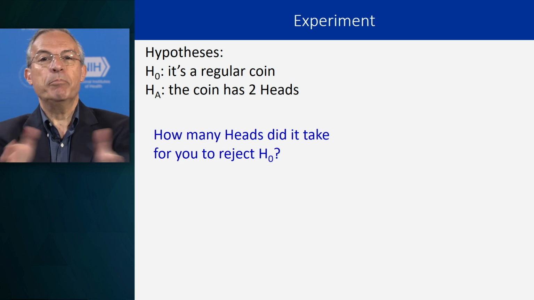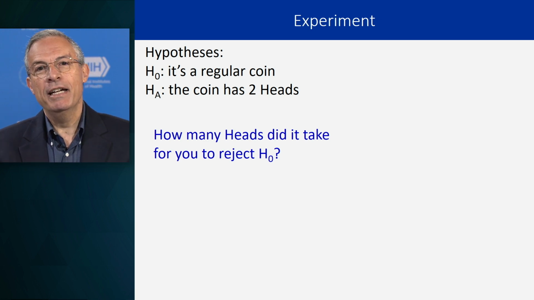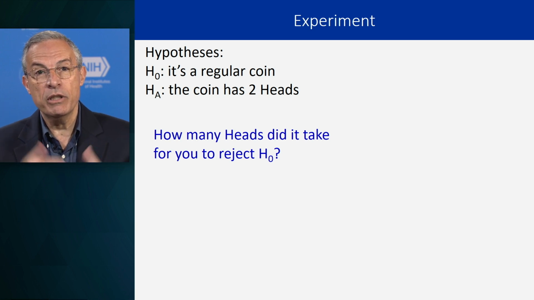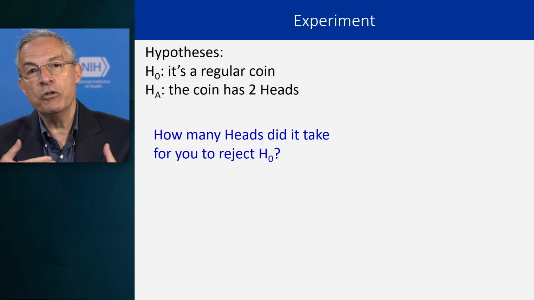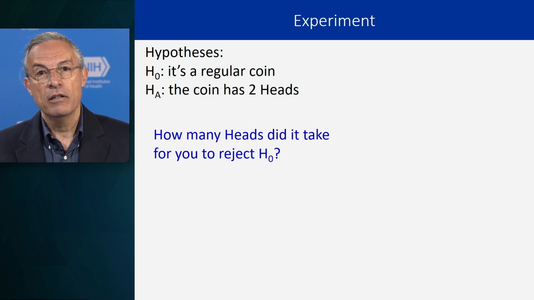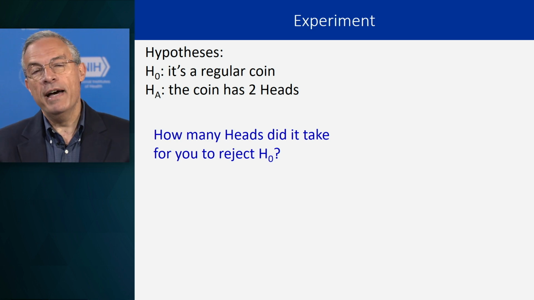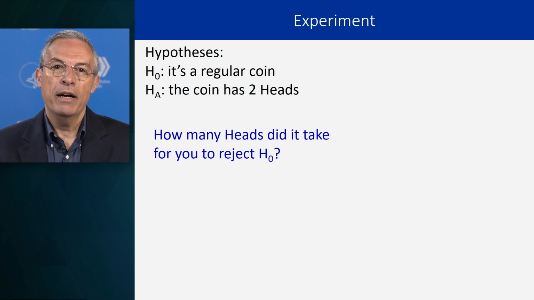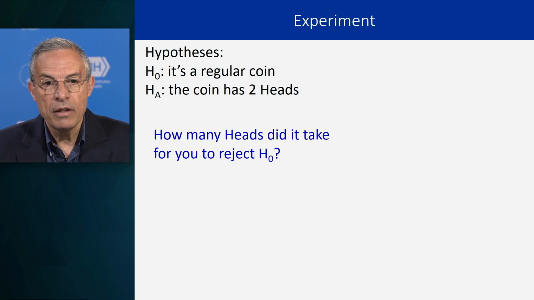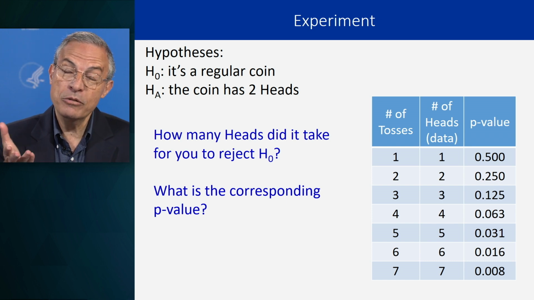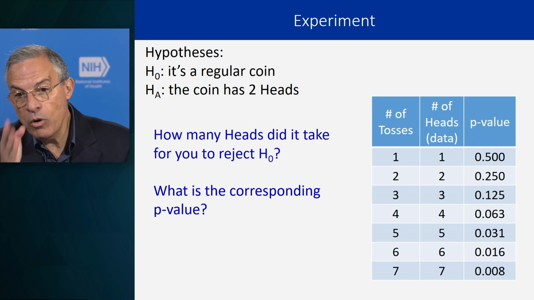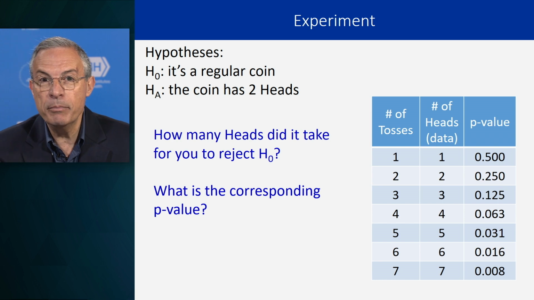So you can pause the video right now and ask yourself, how many tosses and how many heads would it take for me to say, okay, now I'm ready to make a decision or the conclusion that I'm tossing the two-headed coin? How many heads would it take? Ask yourself that question. And then, when you come back from the pause, look at this table and say, which one did you pick and what is the corresponding p-value?